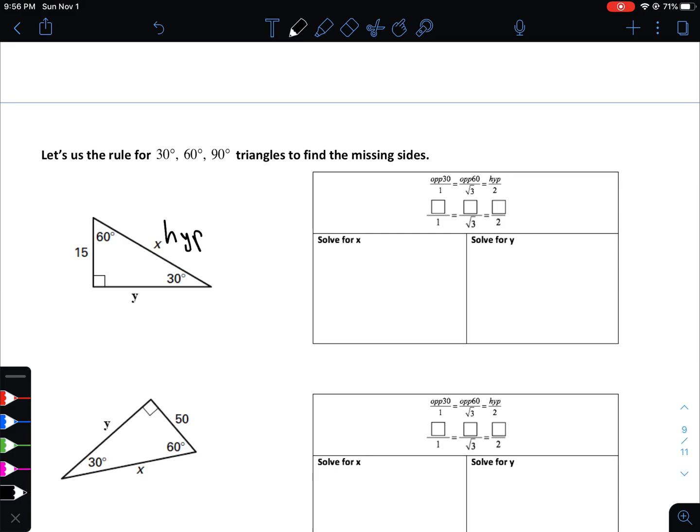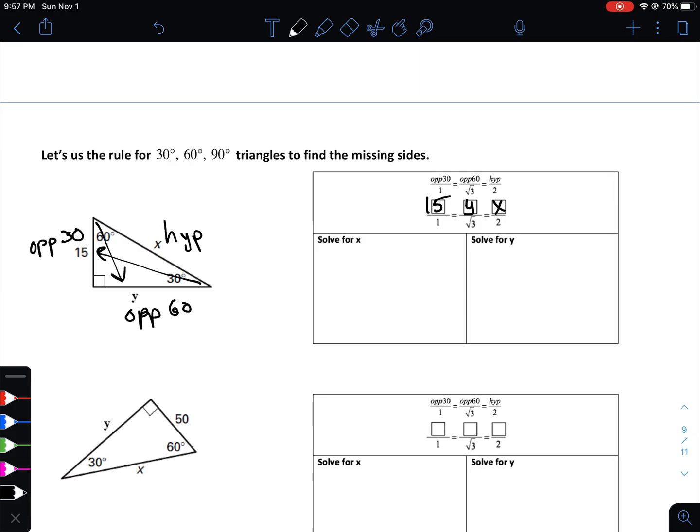So obviously x is our hypotenuse here on this first example. 15 is the side which is opposite our 30-degree angle, because if you go from your 30-degree angle, opposite of that is 15. And then opposite our 60-degree angle, that would be equal to y. So let's plug those in. Opposite 30 we said was 15. Opposite our 60 was y. And our hypotenuse was x.